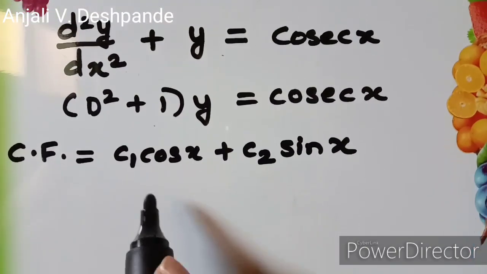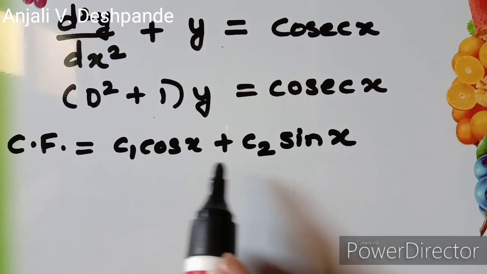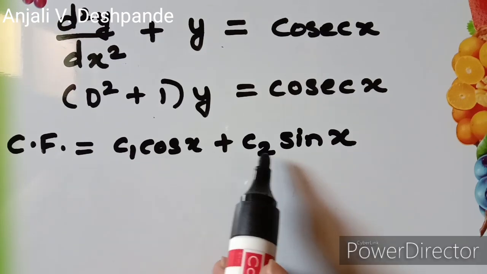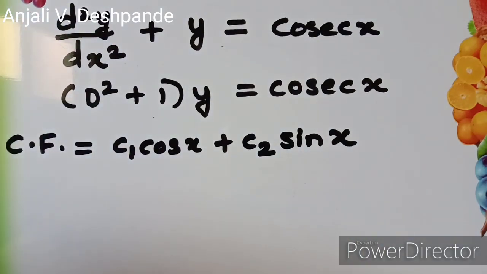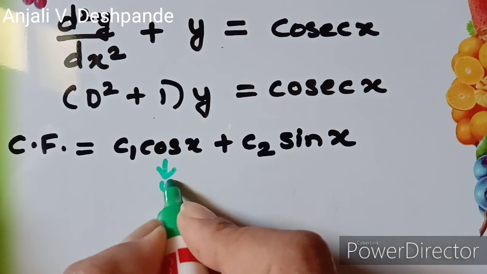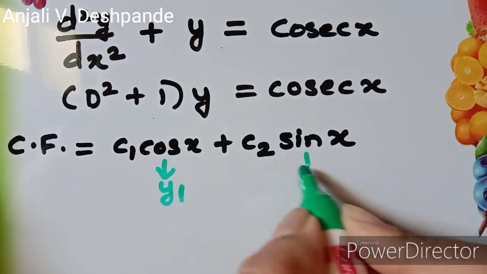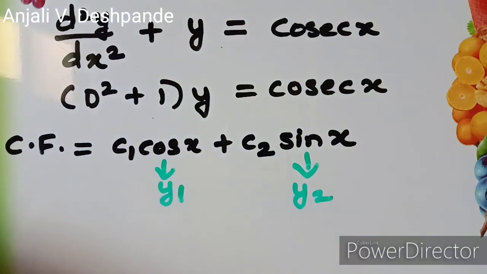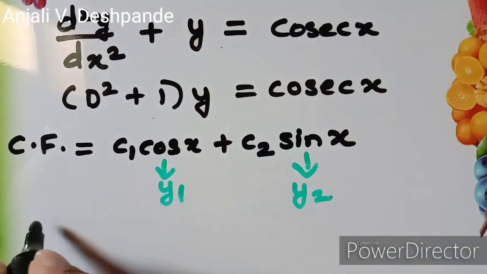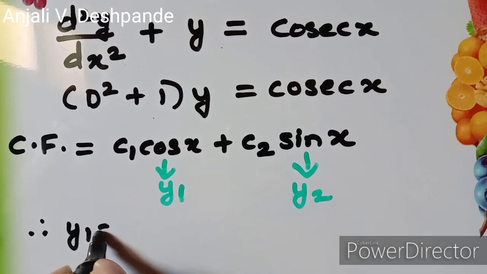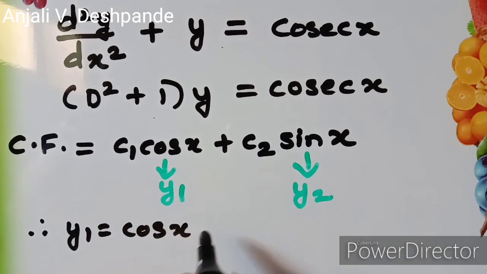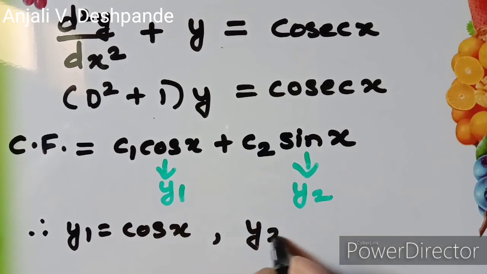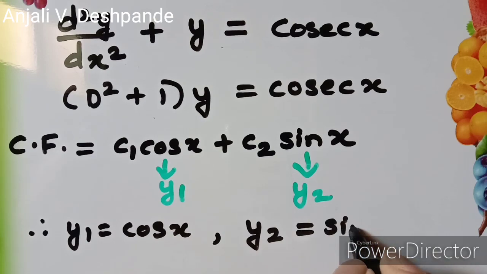Now in this case, since we have found this, we have to rearrange it in the form C1 y1 plus C2 y2. So over here, the coefficient of C1 we are going to call y1, and the coefficient of C2 we are going to call y2. Therefore y1 is equal to cos x and y2 is equal to sin x.